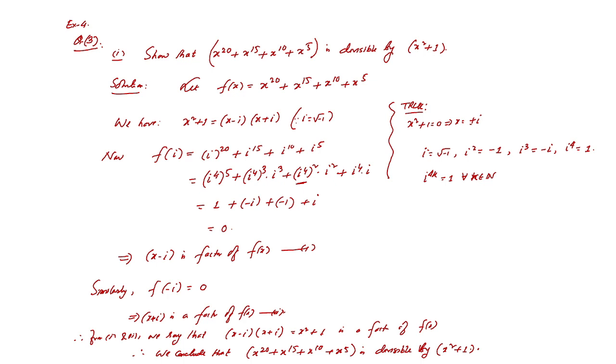Now the second question here. Next question 3.2. Show that x to the power 20 plus x to the power 10 plus 1 is divisible by x square minus x plus 1.